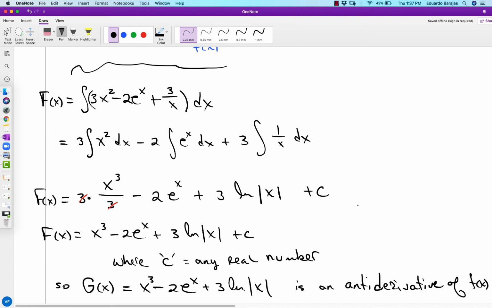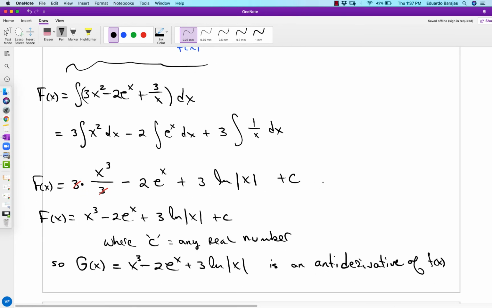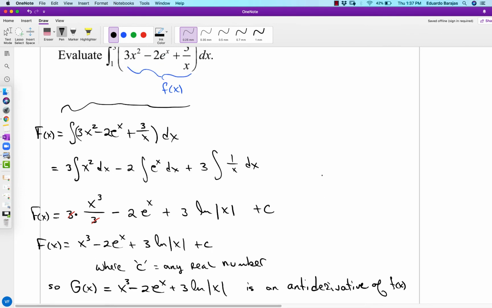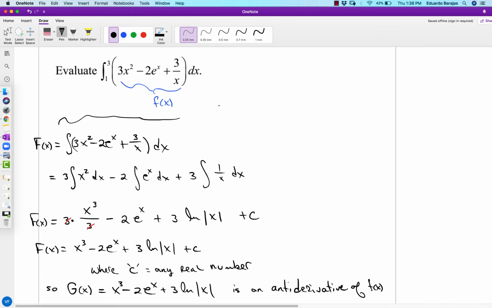Okay, so now according to the fundamental theorem of calculus, now that we found the antiderivative, it should be pretty easy to come back over here and find this integral. So now the integral from 1 to 3 of 3x squared minus 2e to the x plus 3 over x dx, thanks to the fundamental theorem of calculus, this is simply going to be equal to an antiderivative, say g of x, evaluated from 1 to 3.